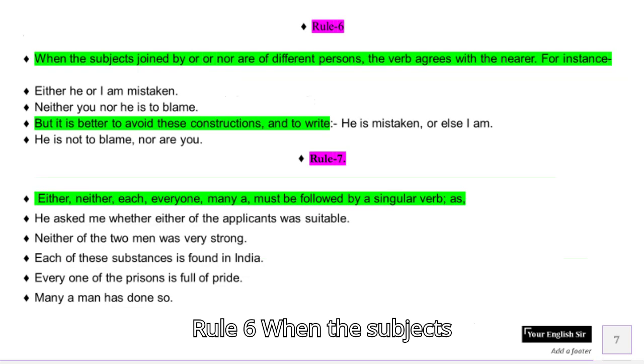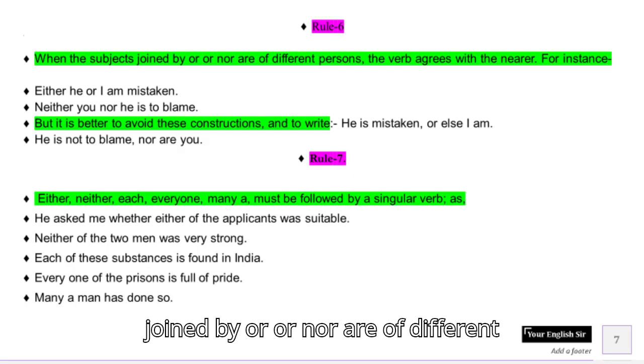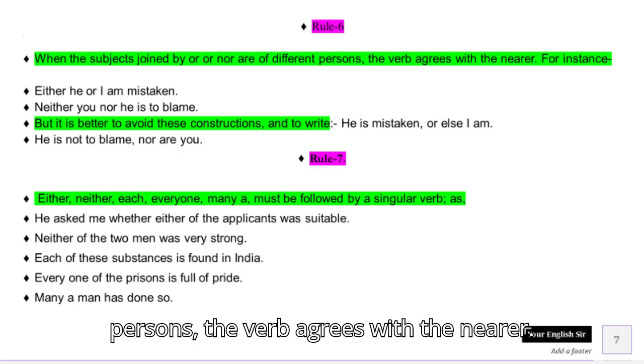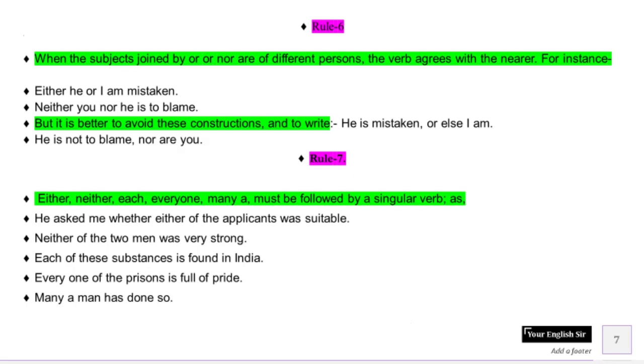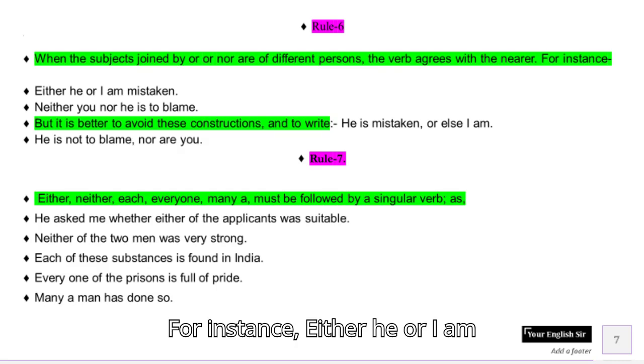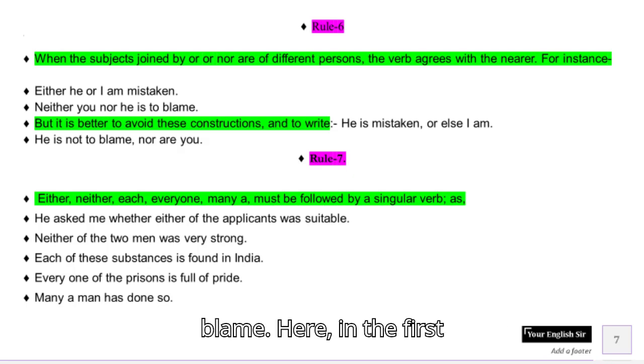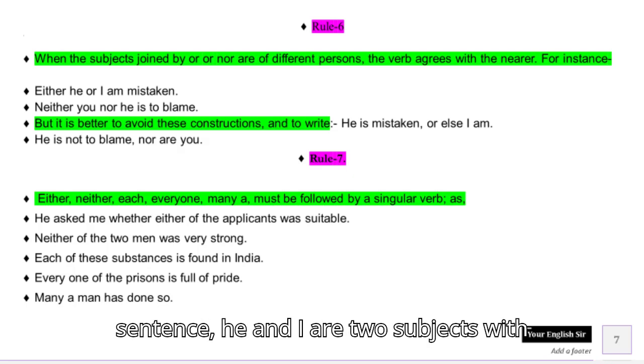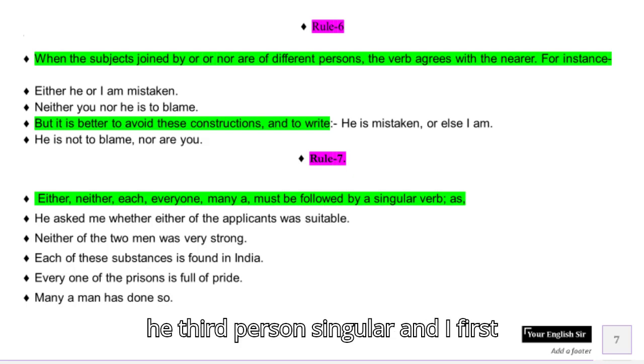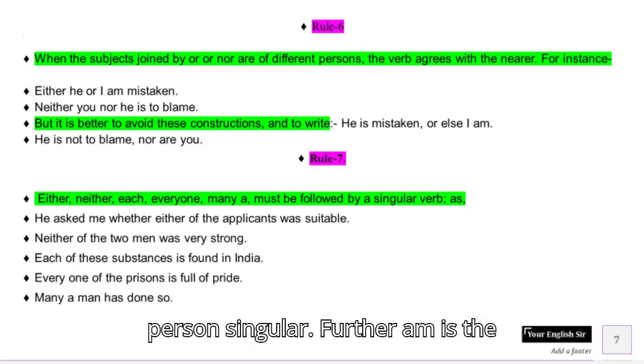Rule 6. When the subjects joined by or or nor are of different persons, the verb agrees with the nearer. For instance: either he or I am mistaken. Neither you nor he is to blame. Here, in the first sentence, he and I are two subjects with he third person singular and I first person singular.